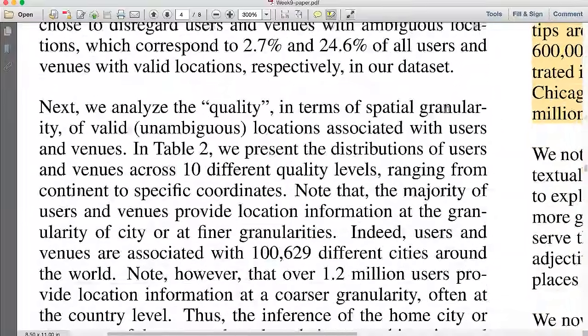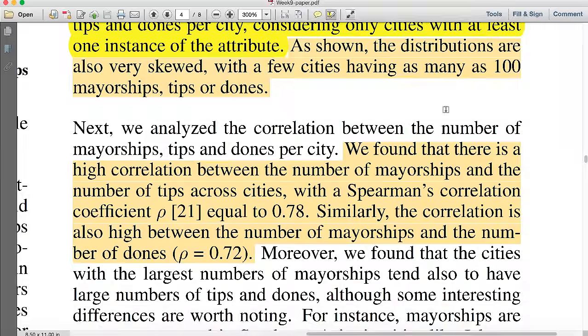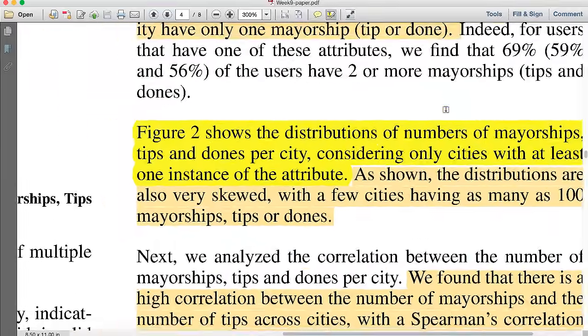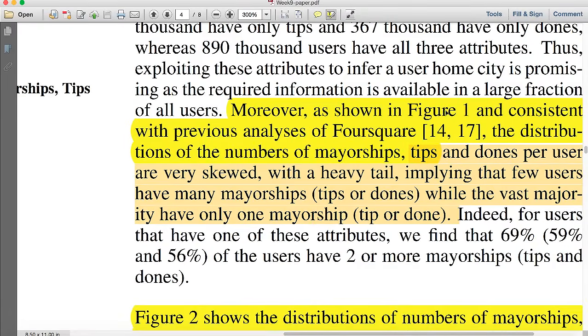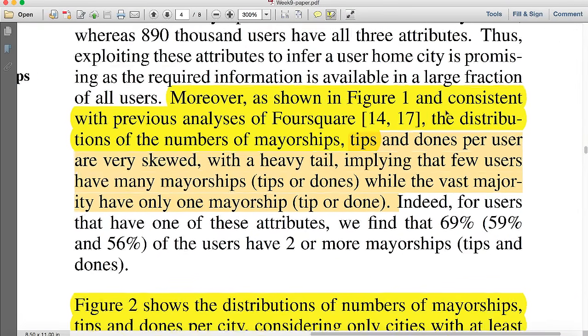So if you look at the rest of the analysis, here are the two figures that we'll talk about. First, let's talk about figure 1, which is shown on the left, but let's look at the content of figure 1. Shown in figure 1, and consistent with previous analysis of Foursquare, is the distribution of the number of mayorships, tips and dons. This is what you would do first when you collect such data.